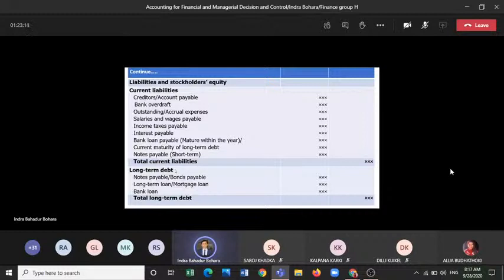Or this is bond payable. In Nepal or in Asian countries, we use the word notes payable, but in the Western market or US market, it is used as bonds payable. That's the difference. So bonds payable is long term, and notes payable is also long term.